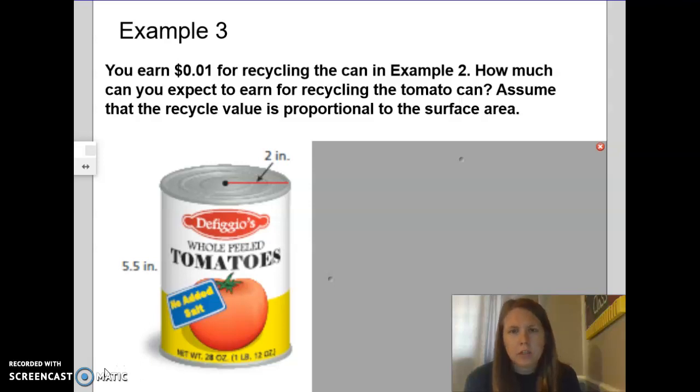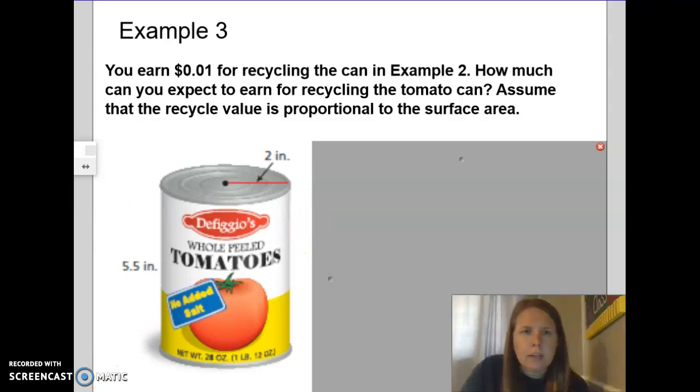This is part 2. So we're continuing on with lesson 14.3, which is all about surface area of cylinders. We left off on example 3 here. In example 3, they say you earn 1 cent, or 1 penny, for recycling the can in example 2. How much can you expect to earn from recycling the tomato can? Assume that this recycled value is proportional to the surface area.